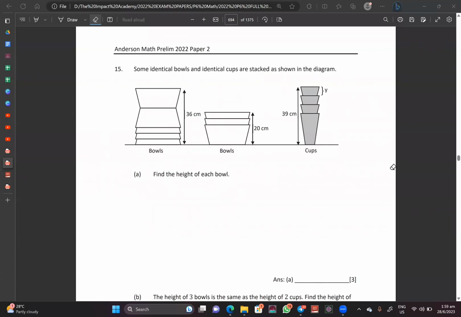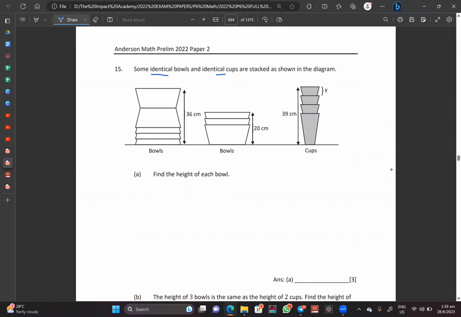Hi everyone, today we are looking at a question like this, and this question is actually from Anderson. So without any further ado, let's get started. Now, as you can see over here, it says that some identical bowls. The word identical is extremely important. It means that the bowls are the same, and identical cups are stacked as shown in the diagram. In the first part of the question, they want us to find the height of each bowl.